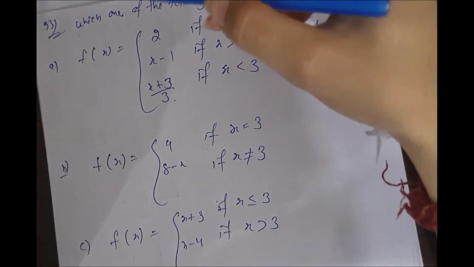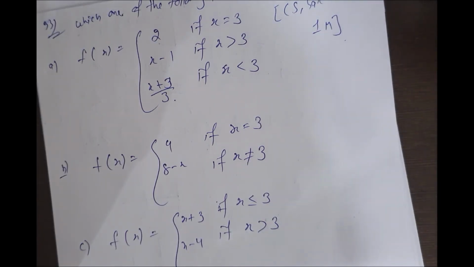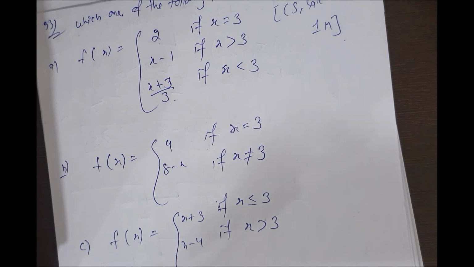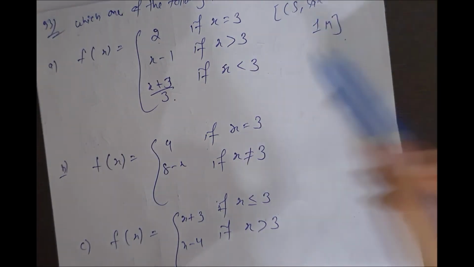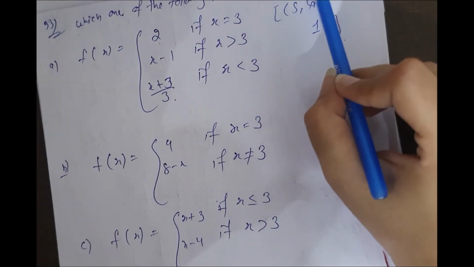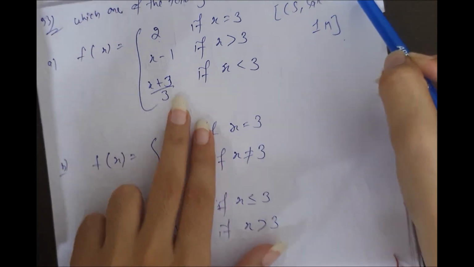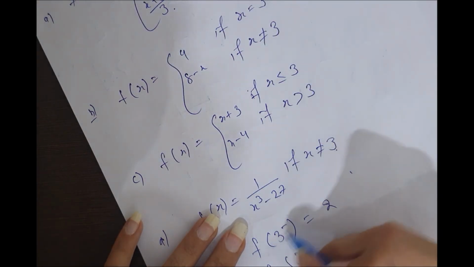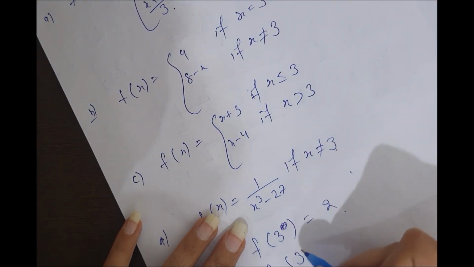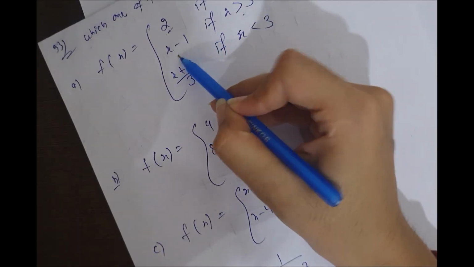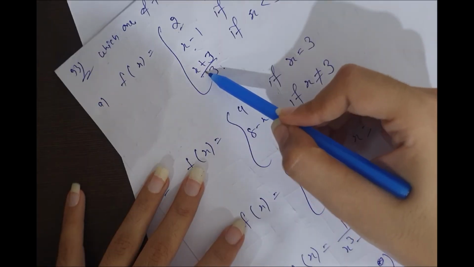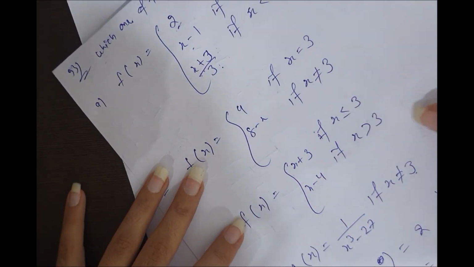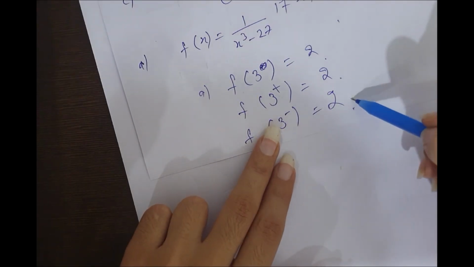Now next question: which of the following functions is continuous at x equal to 3? This is a CS GATE 2013 1 mark question. These are the options given. We are asked to check continuity of a function at x equal to 3. For that, at 3 minus, this is 2, at x equal to 3, this is 2, at 3 plus, put 3 here, this will be 6 upon 3, that is 2. This comes out to be a continuous function.